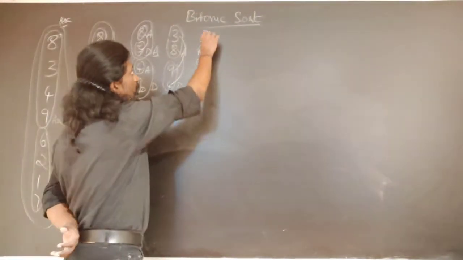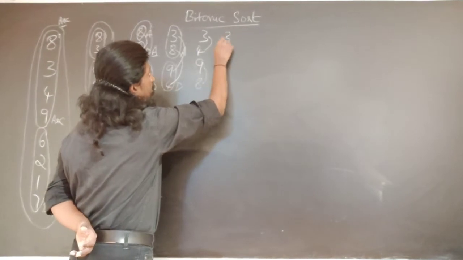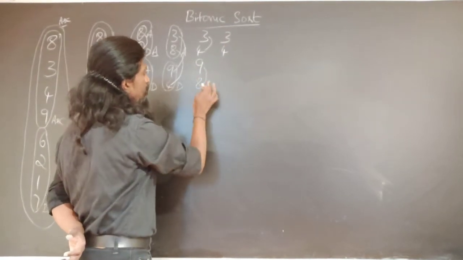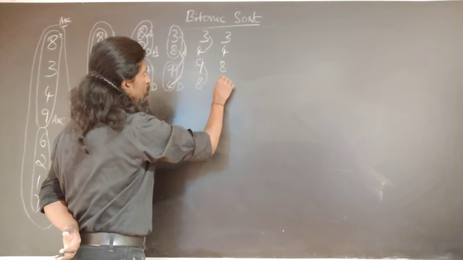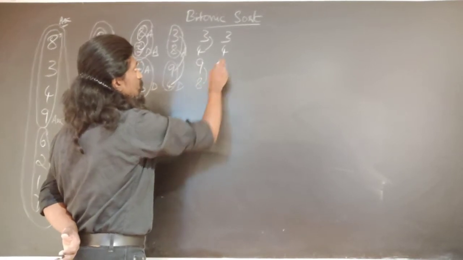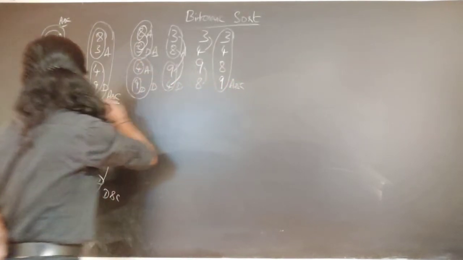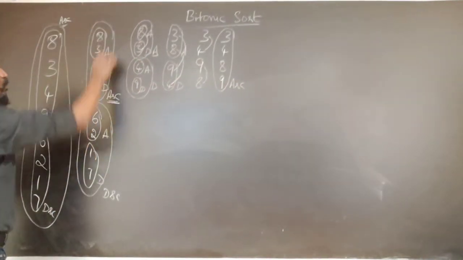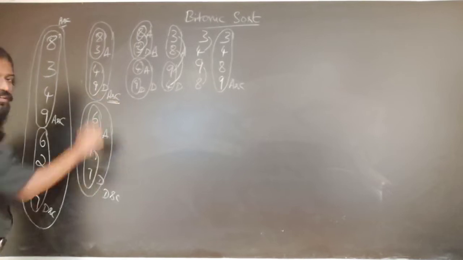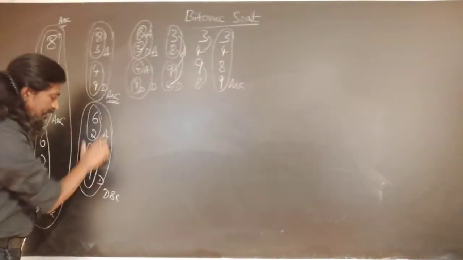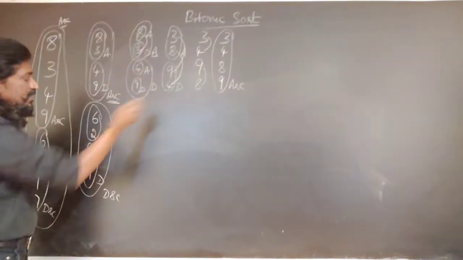Okay, so therefore, when we compare 3 and 4, we find that they are in order. When we compare 8 and 9, we find that they are not in order. So therefore, 8 and 9 are swapped, and finally we have the subarray of 4 elements which are in ascending order. That is what we needed. We wanted the subarray of 4 elements to be in ascending order. Now we will see how we will get the subarray of these 4 elements in descending order.